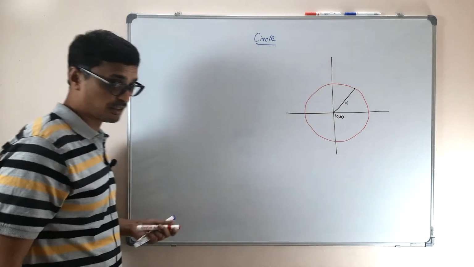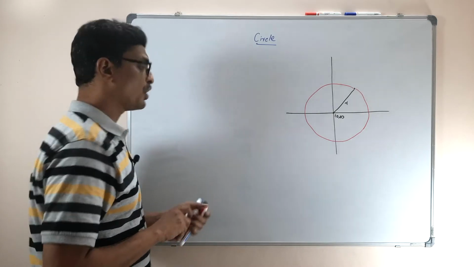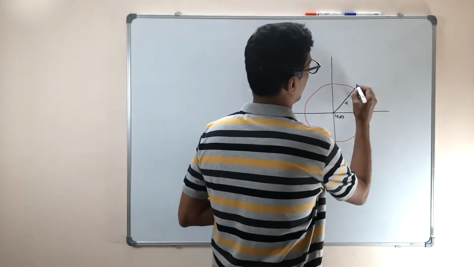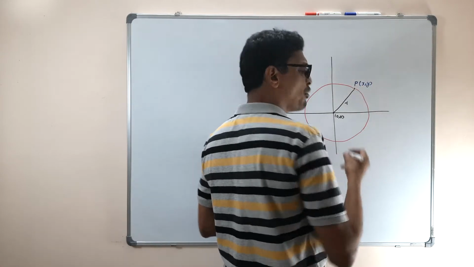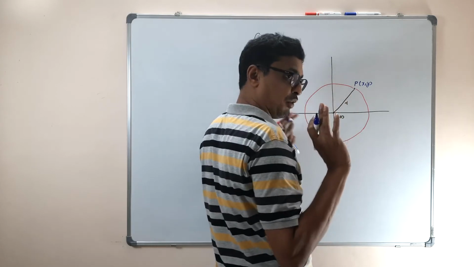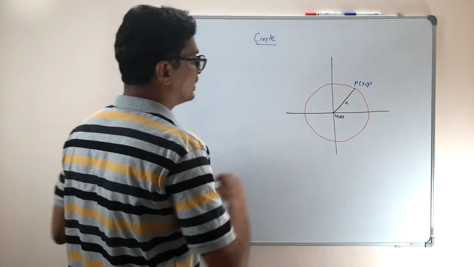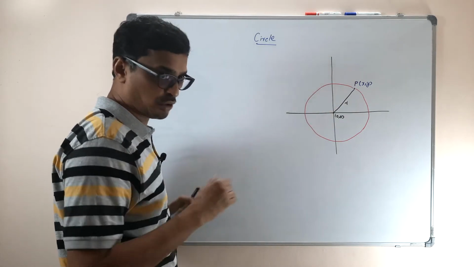Correct? So now we want to know what is the equation of this circle, like earlier we got the equation of the straight line. So how are we going to do it? Let us take, as usual, this point as some x comma y. X comma y can be any point on the circle. What is given? The distance between these 2 points should be constant. That's what the whole condition is.